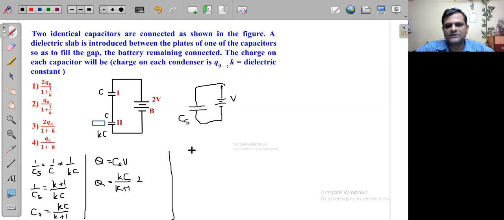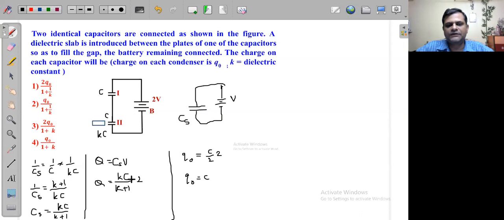In that case the initial effective capacity of both of these capacitors combined together was C/2, and hence Q naught, that is the charge on each capacitor, that means on the combination, would be equal to C/2 multiplied by this 2V, that is the potential difference, which is going to be 2 only. So if we just cancel out this 2 here, then we can get that this Q naught is actually going to be same as C.